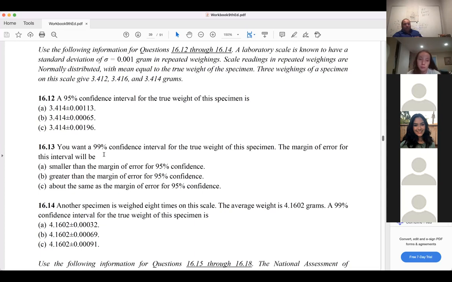99% is wider. If you just want to do it mathematically, then we know that Z star for 99% is like 2.56, I think? And Z star for 95% is 1.96. So the Z star is bigger. Either way, the margin of error is larger for a higher confidence. Now let's go ahead and do number 14.